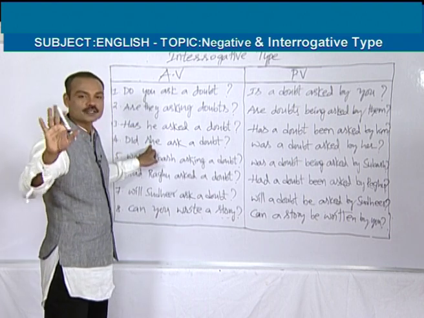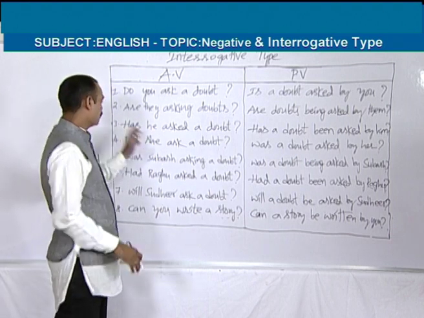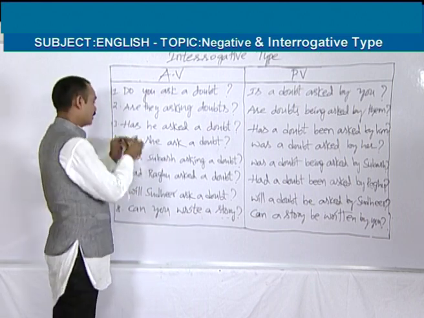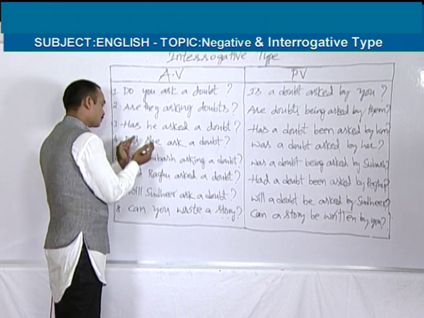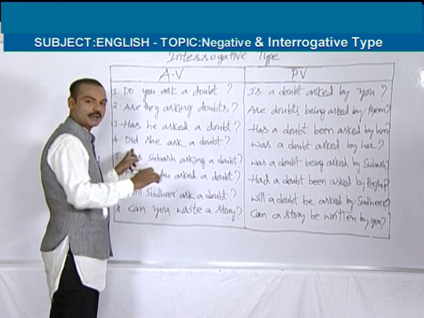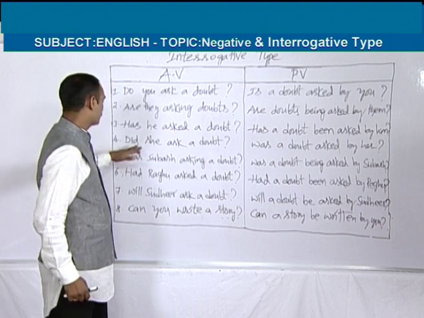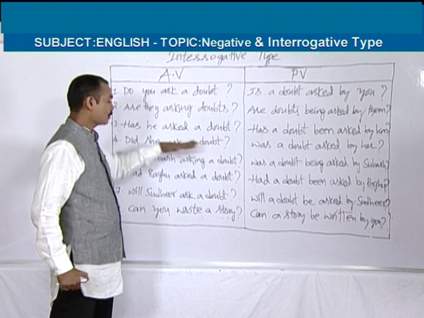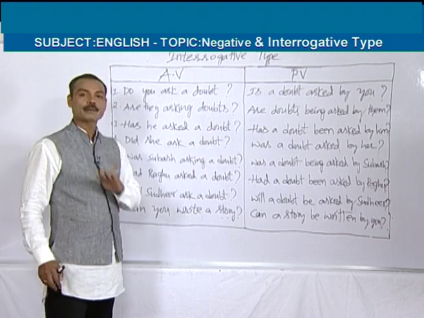Friends, in simple past we cannot find any changes, whatever the subject it is, whether it is singular or plural. Any subject, before any subject you can use did. In simple past there is only one helping verb. So did she ask a doubt? Now we are going to change this active voice into passive voice.